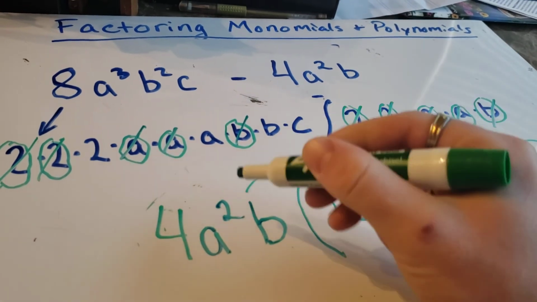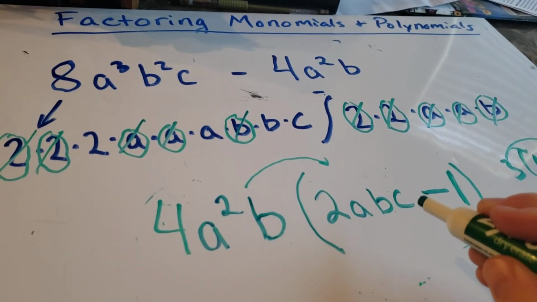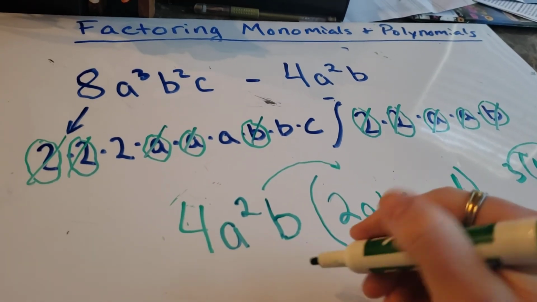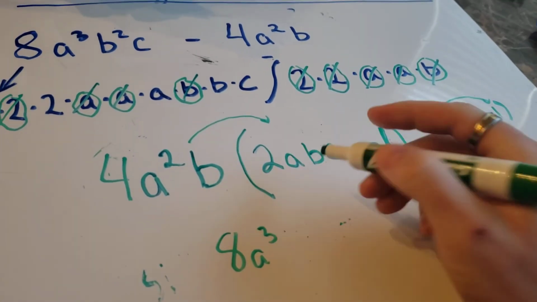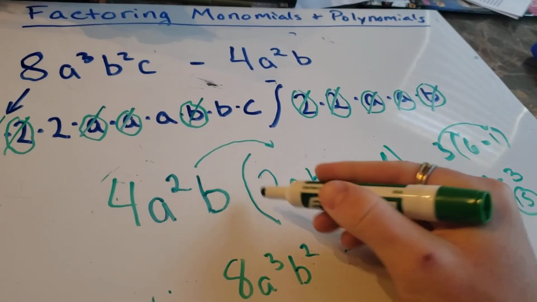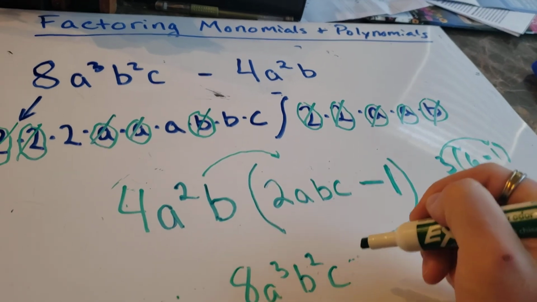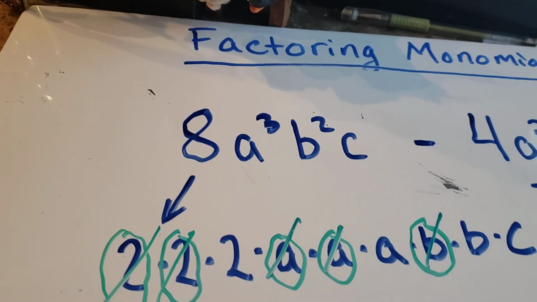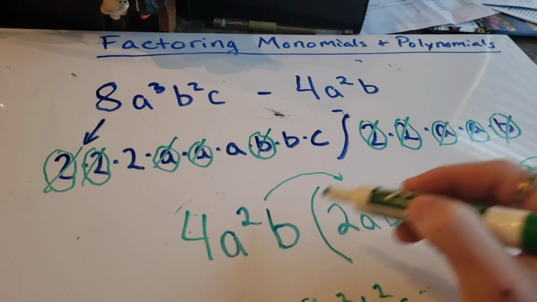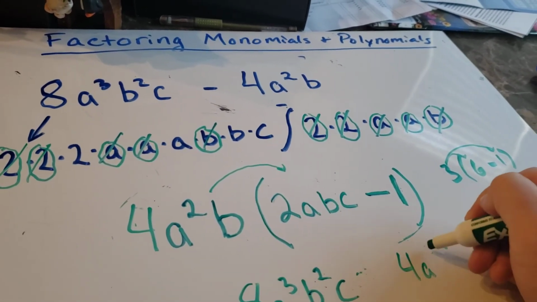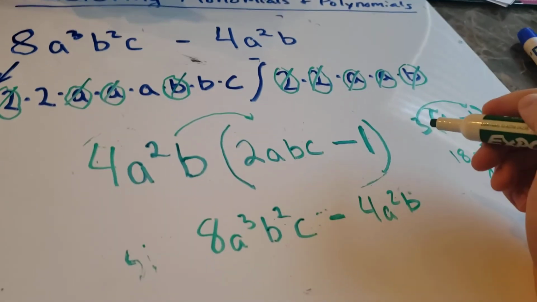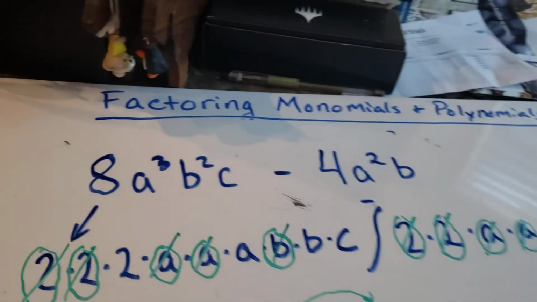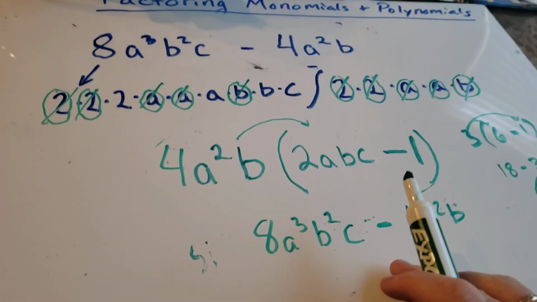So if we distribute 4a squared b to 2abc, multiply the numbers. 4 times 2 is 8. A squared times a is a cubed, add the exponents. B times b is b squared, and then times c, c is just left over, so just c. So if we check, 8a cubed b squared c is what we had in the original equation, so far it's looking good. And then we have 4a squared b times 1, which is just 4a squared b, and then combine them with the symbol that's inside, right? So that's minus. So check it. Does this look like our original equation? It does, so we know that we're good to go.